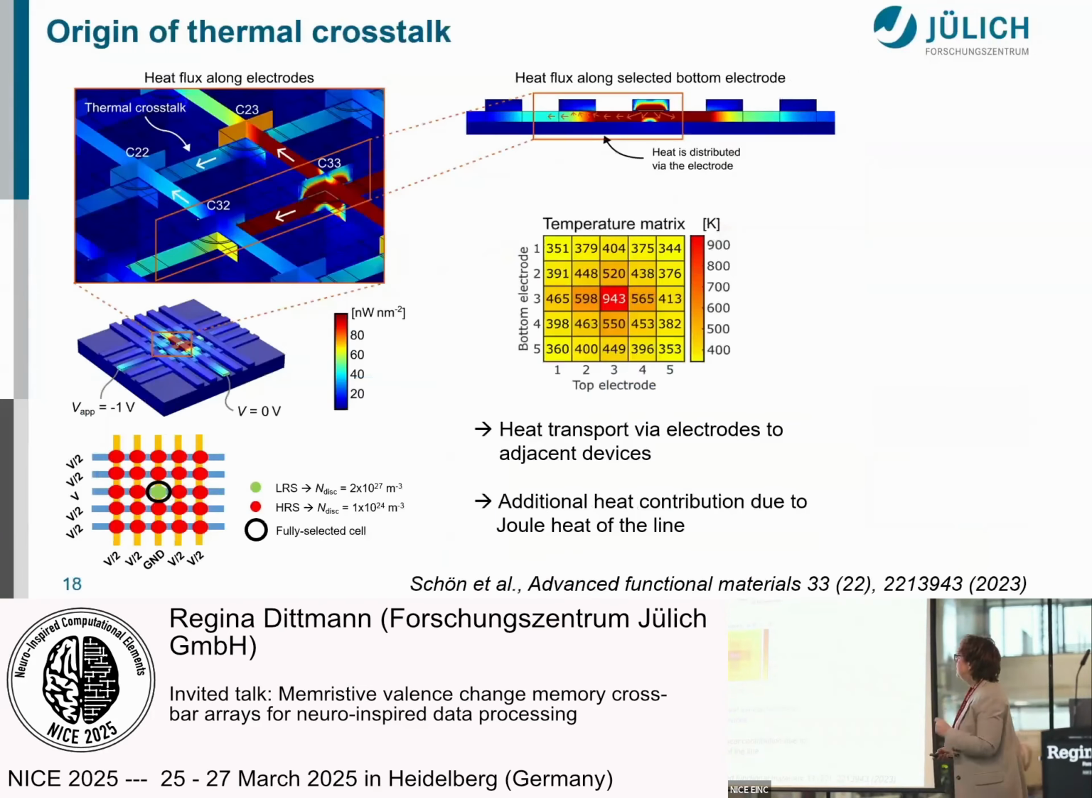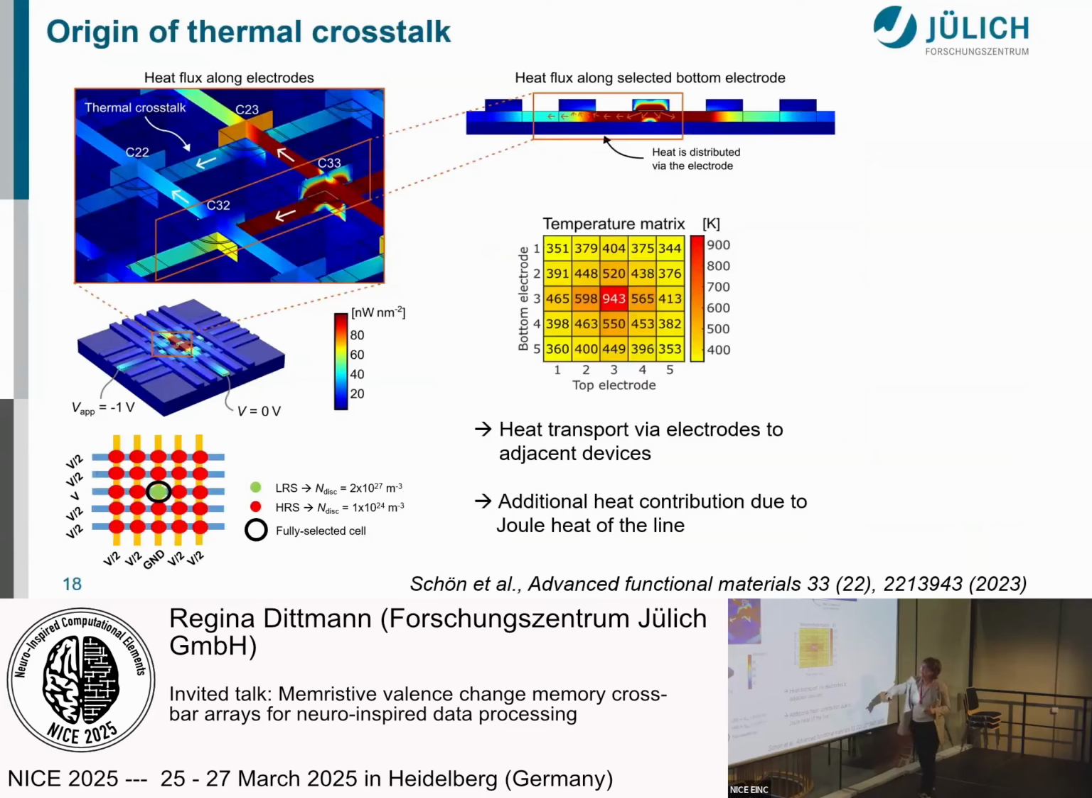What you can see here in this matrix is different memristors inside a crossbar array. This is the selected memristor, which is at 900 Kelvin in the set process, but you see that the surrounding memristive devices are also becoming quite hot.